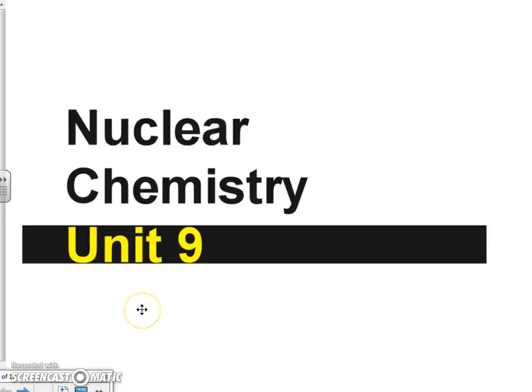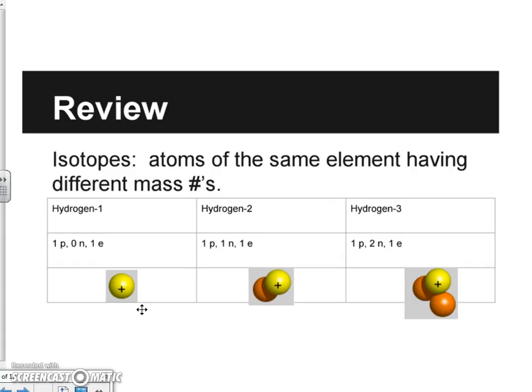Today, getting you started with a little nuclear chemistry. The first thing here, just some review of what an isotope is. So isotope: atoms of the same element having different mass numbers. To be the same element, remember that you need to have the same number of protons. So hydrogen all the way across, and that's because it has one proton.